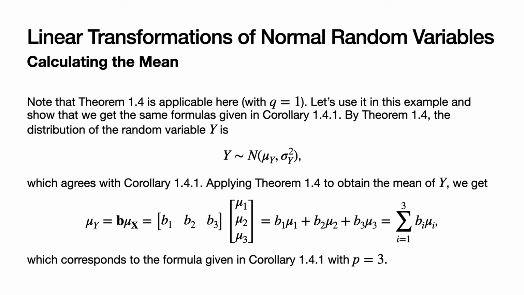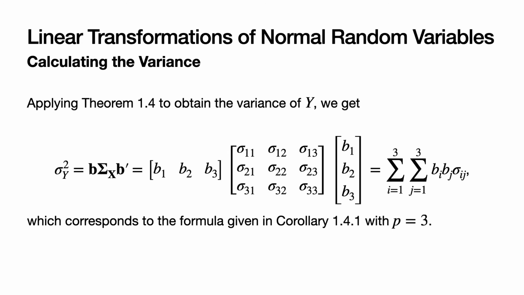If we apply Theorem 1.4 to obtain the mean of y, then we see that the mean of y is obtained by taking the inner product of this b vector with the mean vector for x. And so we get the sum, i going from 1 to 3, of b sub i times mu sub i. And this corresponds to the formula given in Corollary 1.4.1 with p equal to 3.